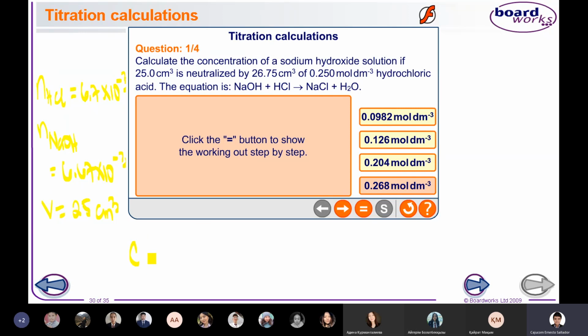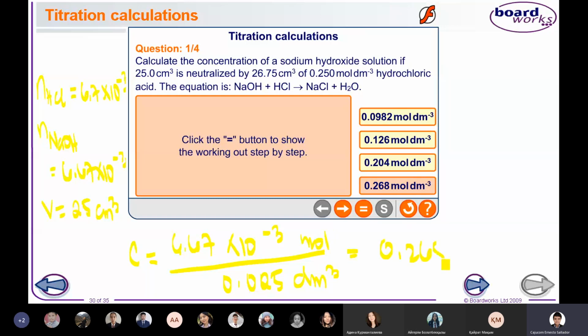And how will you do that? As simple as this. The number of moles is 6.67 times 10 to negative 3. Divide that by 0.025 dm cube. And you should end up with 0.0268. Altynai and Nazgul also have the answer. Thank you so much. So yes, that's correct. So the answer is 0.0268.